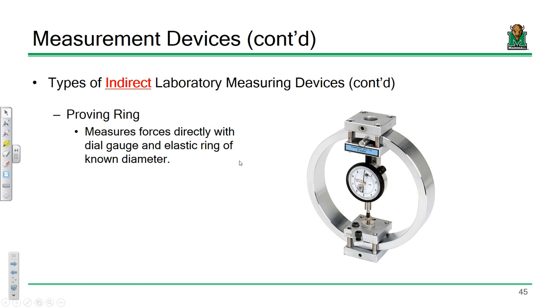The strain gauge gets incorporated in a lot of other measuring devices. This is one that I put in there just so you see it. I personally don't use it very much, and I don't think it's used a whole lot, but it is used here and there. It's what's called a proving ring. The idea is that if you're applying some load, you've got this very precisely calibrated, essentially metallic ring, and as that compresses, you can record the resulting force.